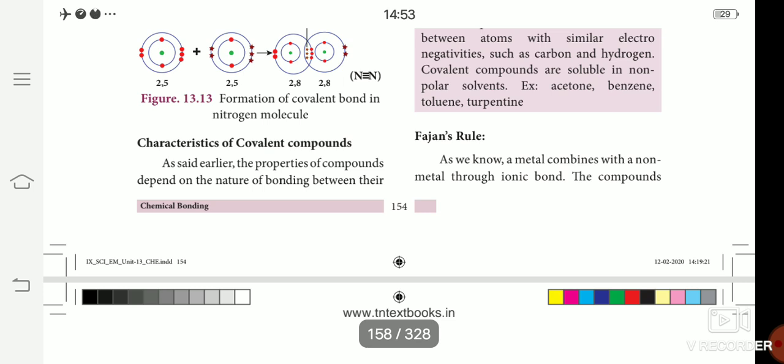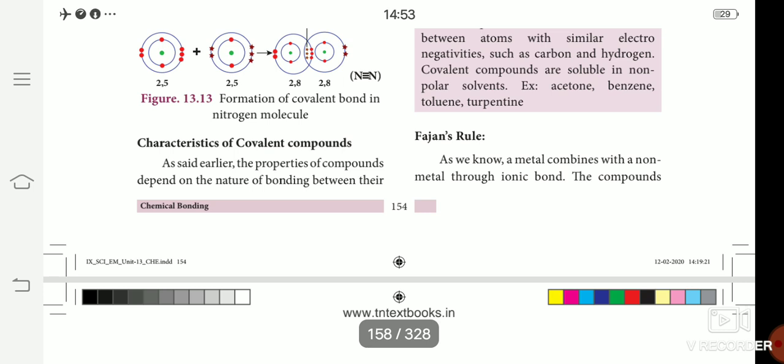Then the electrical conductivity. Covalent compounds do not contain charged particles. Ionic compounds contain charged particles, negative and positive charges. So covalent compounds do not contain charged particles, and the electrical conductivity is very bad.